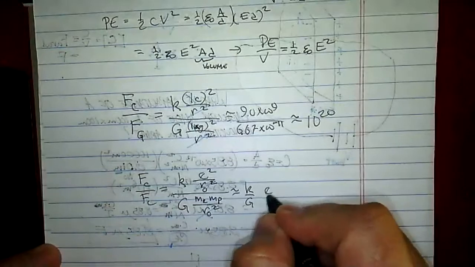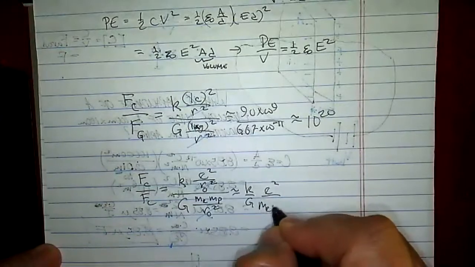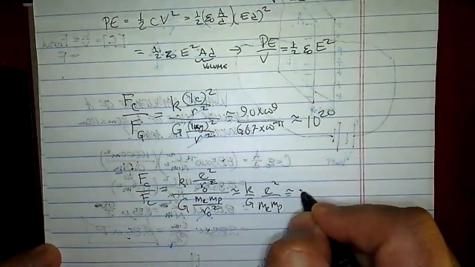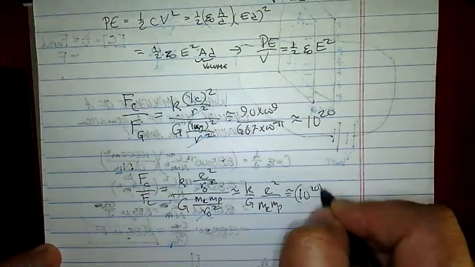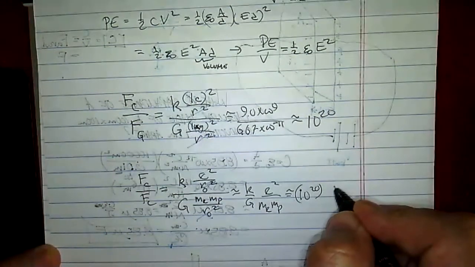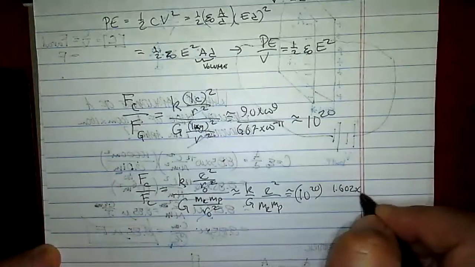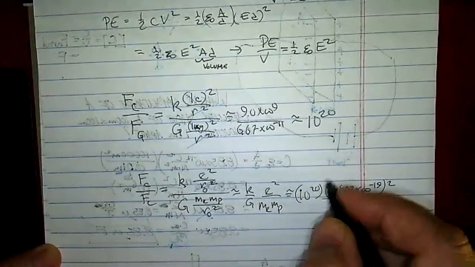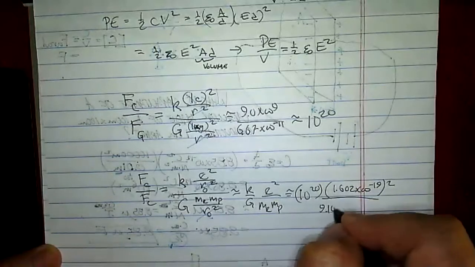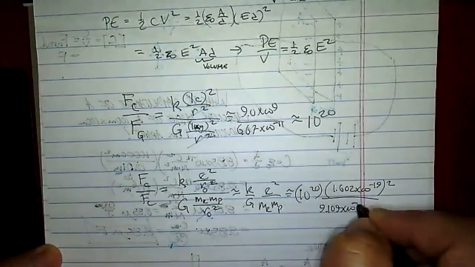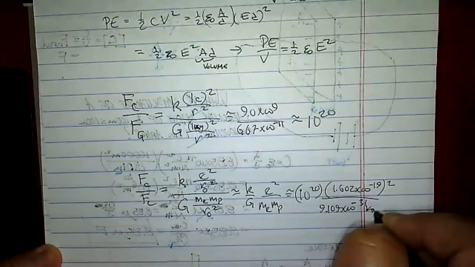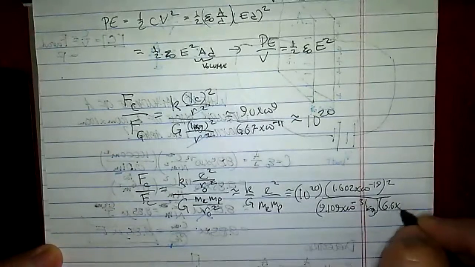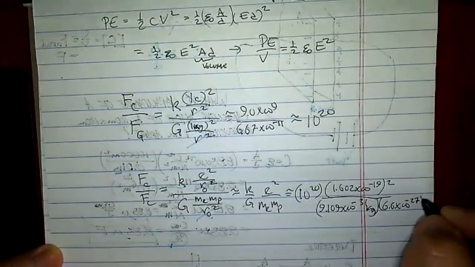And then you get e squared over the mass of the electron times the mass of the proton, which is approximately 10 to the 20th times 1.602 times 10 to the negative 19th, squared. The mass of the electron is 9.109 times 10 to the negative 31st kilograms, and the mass of the proton is 1.67 times 10 to the negative 27th kilograms.